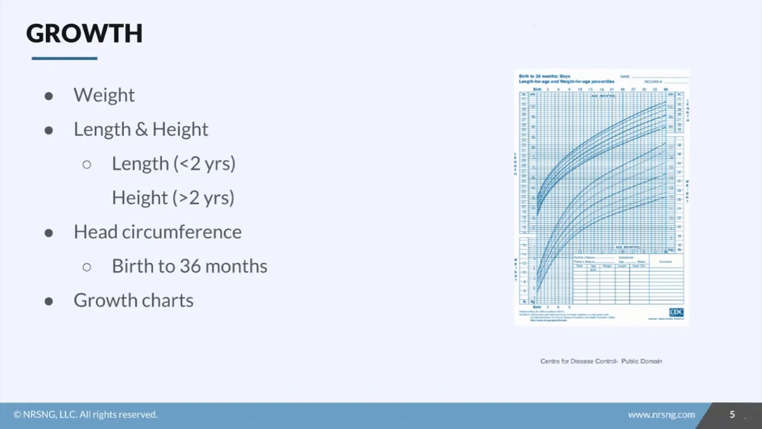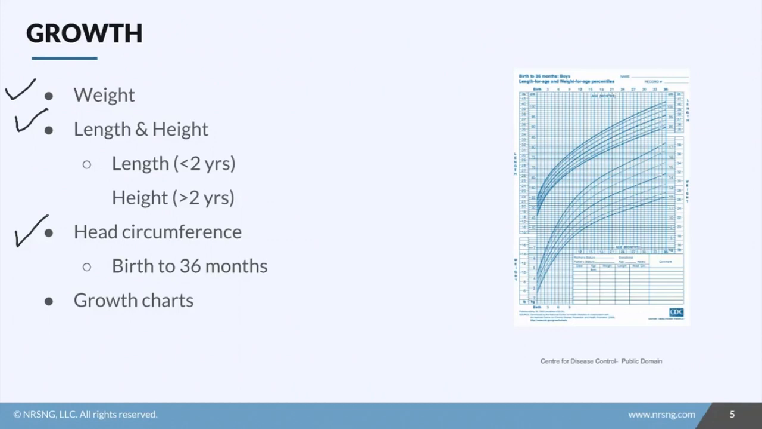Okay, so now that we've talked about some of those patterns, let's specifically look at how we measure growth. And this is pretty straightforward. The three things that we're measuring are weight, length or height, and head circumference. The most important thing from a nursing point of view is to always ensure consistency and accuracy. So any equipment or tools that you're using need to be calibrated and used the same across all the children that you're seeing.